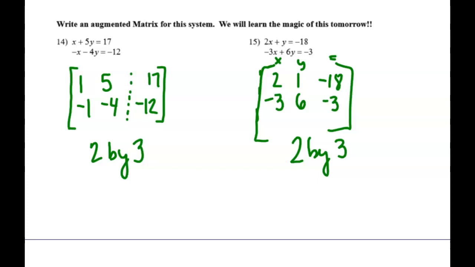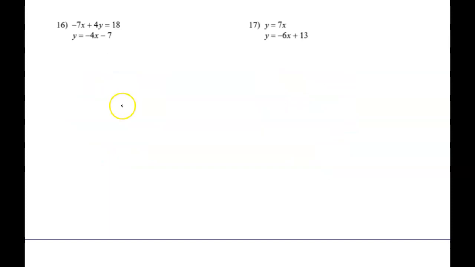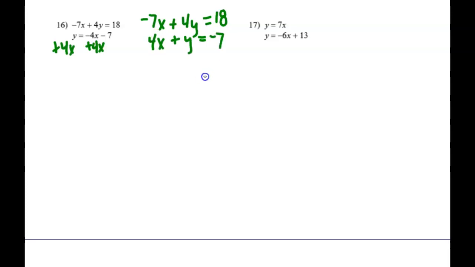All right, on to the next. So this one we need to rearrange, yes? -7x plus 4y equals 18. That first one looks okay. What would we need to do to the second one? Just add the 4x over there. So then we'd have 4x plus y equals -7. I don't know if I said that first one wrong when I was reading it. So the answer would just be -7, 4, 18, 4, 1, and -7.